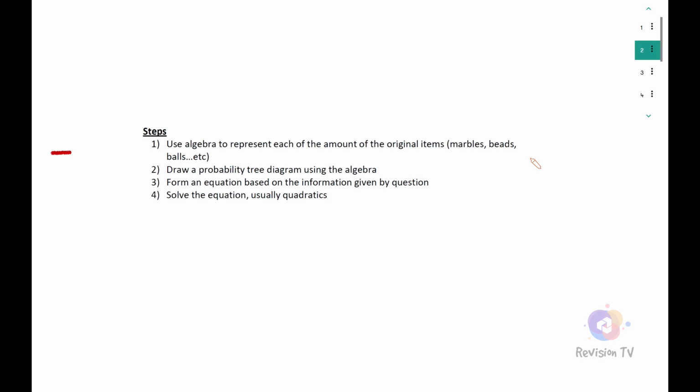You can follow these steps to help you to work out the probability tree question with the quadratics. Step 1. Use algebra to represent each of the amount of the original items. Now, it could be marbles, could be beads, could be balls, etc. Some sort of similar things the question likes to use. Sometimes the question also gives you the variable ready, so that's even better.